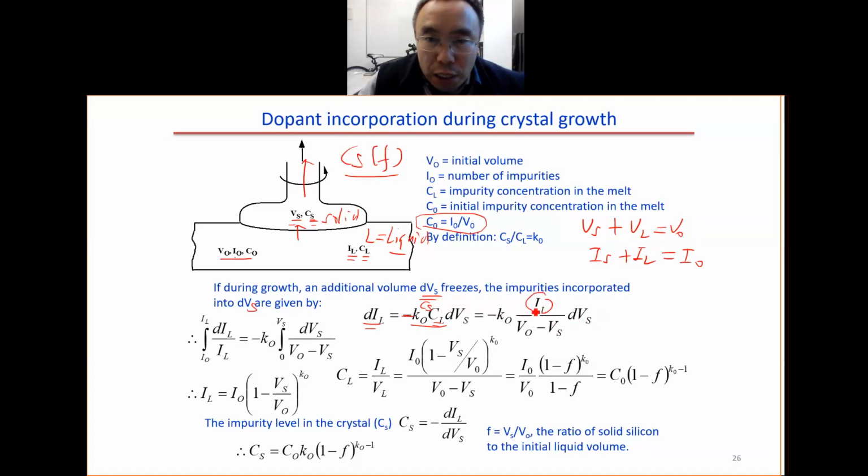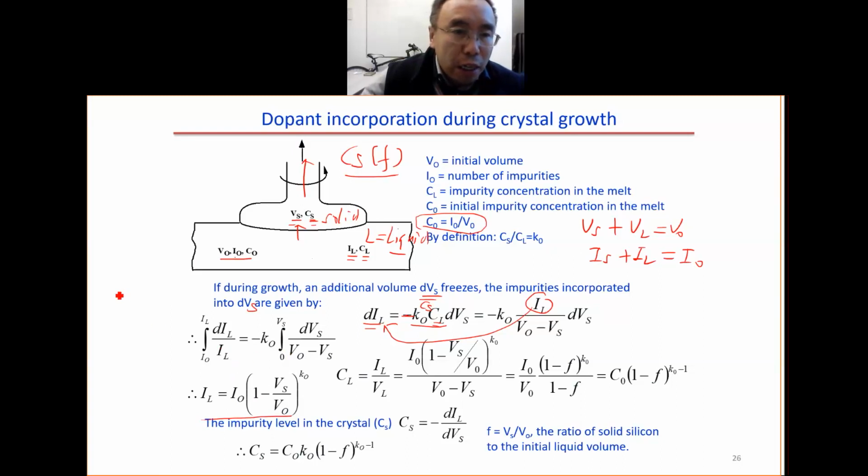Then you bring this one to the left side. So you have dI over I, then dV over this one. You put this one in the front. This one goes from I naught to IL, and this one goes from 0 to Vs. So this equation, we do the integration. In the end, we get this formula. This is not hard.